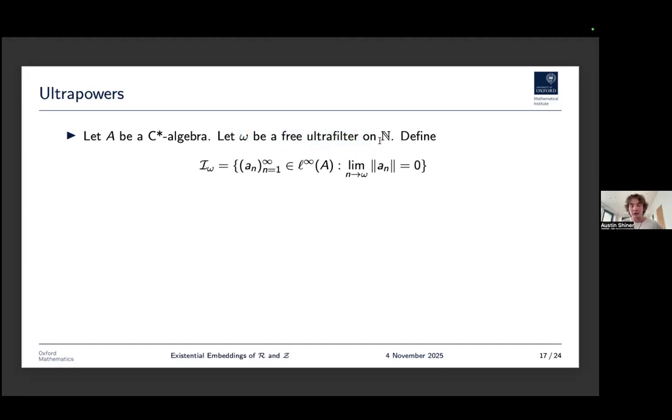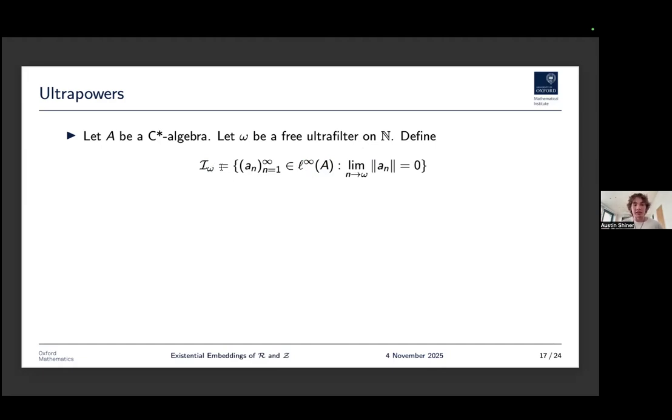If you don't know what a free ultrafilter is or what an ultra limit is, anytime you see the limit as n goes to omega, just think limit as n goes to infinity, maybe along a subsequence. All an ultrafilter lets you do is pick out a convergent subsequence. So what we do is we define this ideal I omega to be the set of all bounded sequences in A, norm bounded, such that the limit as n goes to omega of the norm of a_n equals 0. Again, it means that we can choose some subsequence going to 0 in some uniform way.